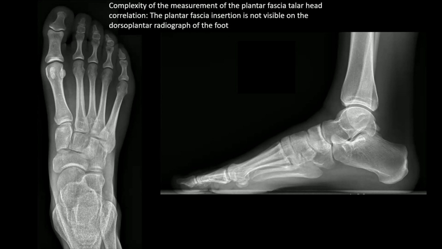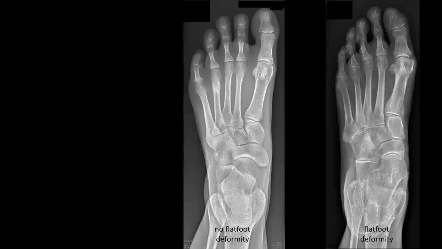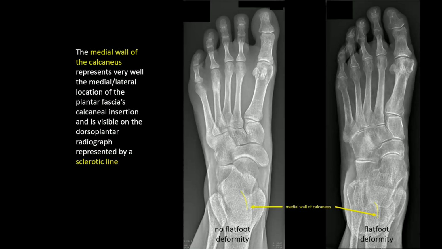The complexity of this measurement is the result of the difficulty to locate the medial plantar fascia's calcaneal insertion on the dorsoplantar radiograph. Only the lateral radiograph shows the insertion of the plantar fascia. However, the medial wall of the calcaneus is a visible sclerotic line on the dorsoplantar radiograph and represents very well the medial lateral location of the plantar fascia's calcaneal insertion.